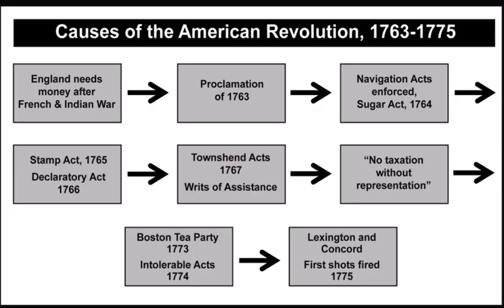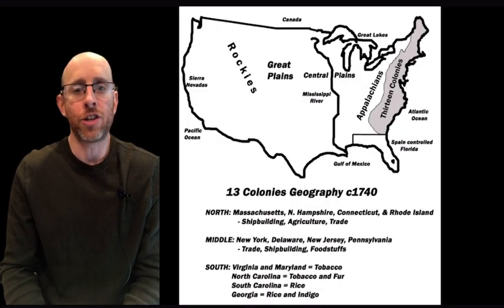But Britain would wind up winning the French and Indian War, salutary neglect would end, and the colonies would begin to get taxed to pay for the British Army. All of this is going to lead to the causes of the American Revolution. No discussion about the American colonies would be complete without talking about the differences in the geography.